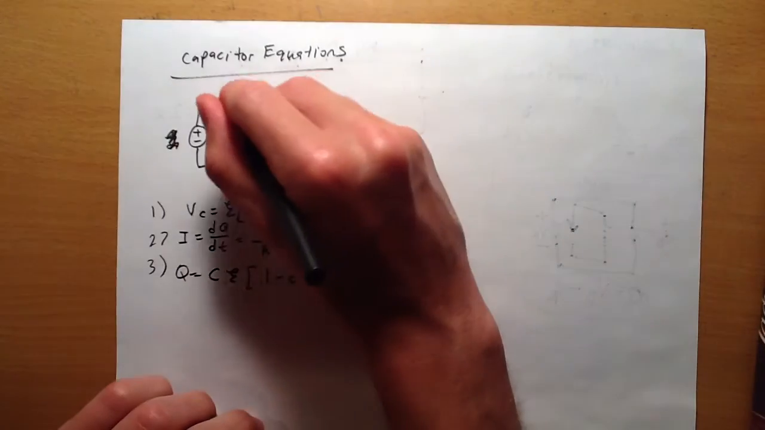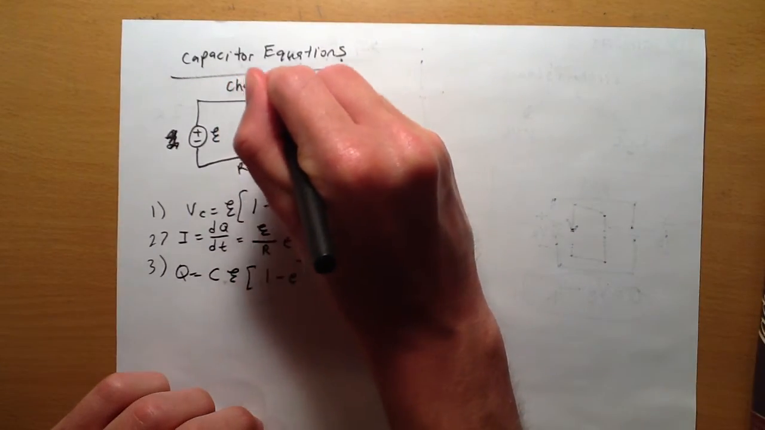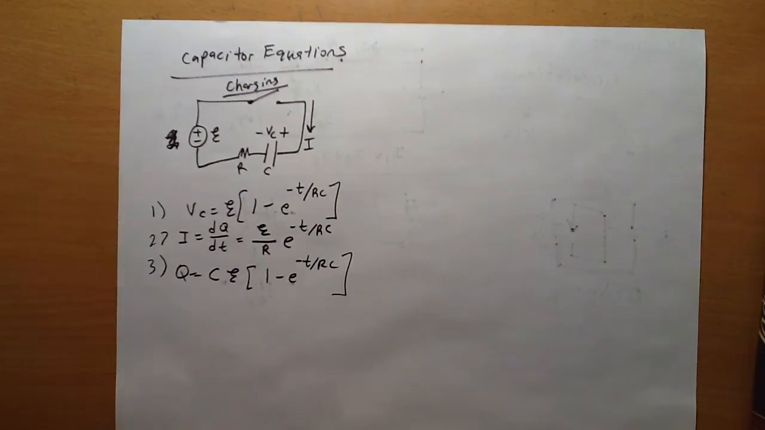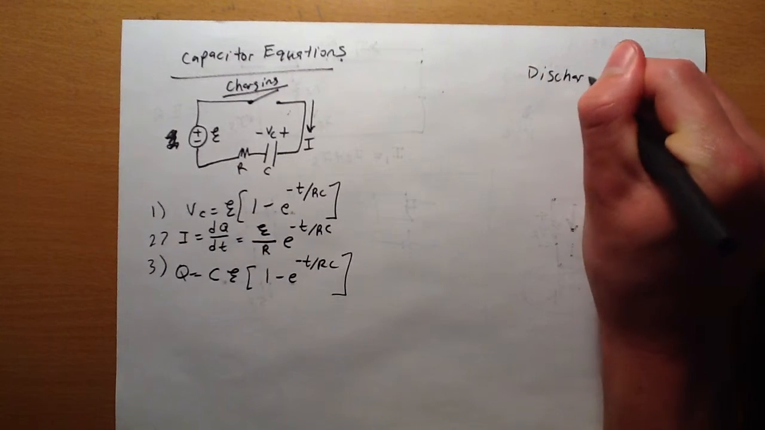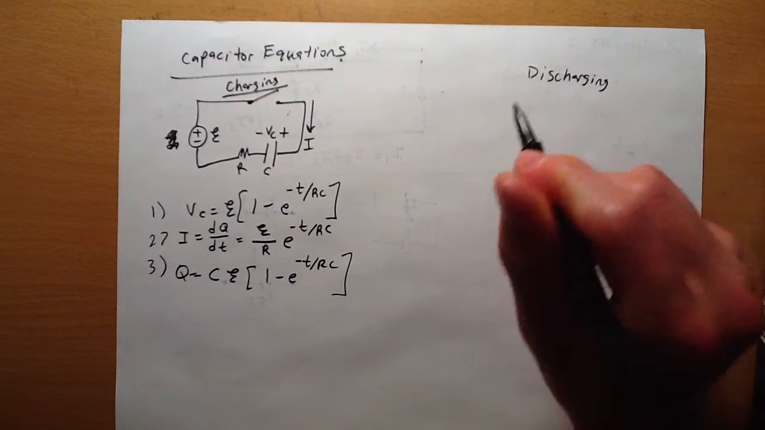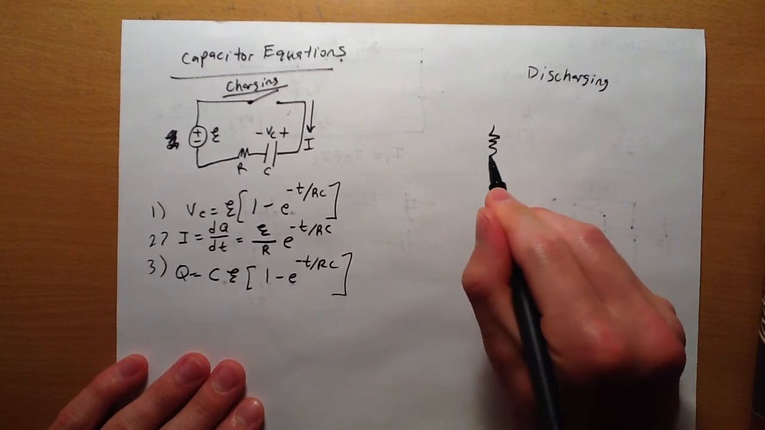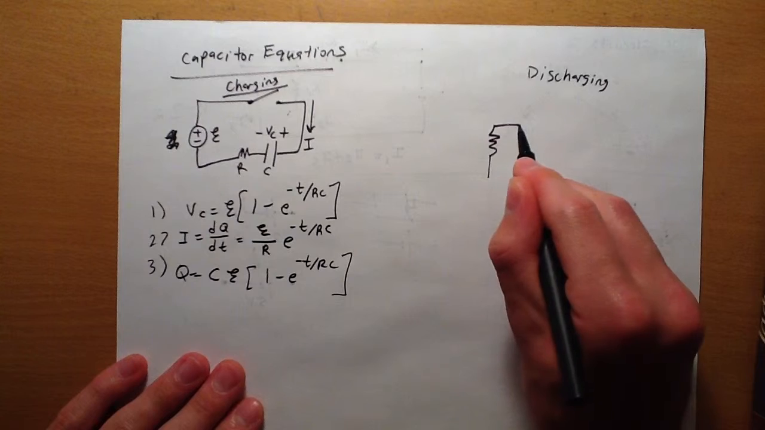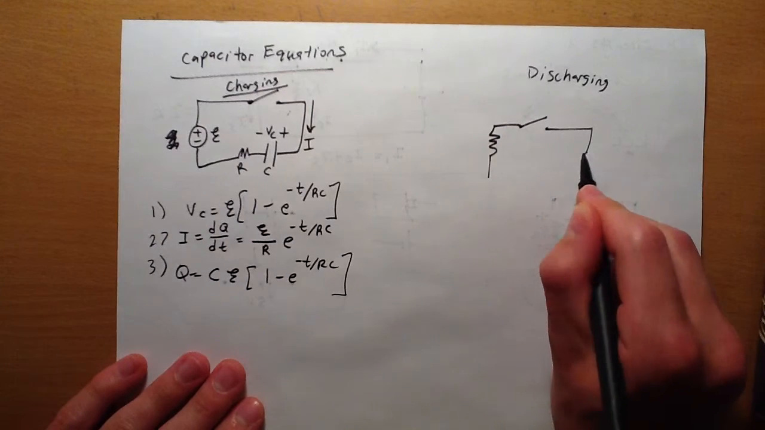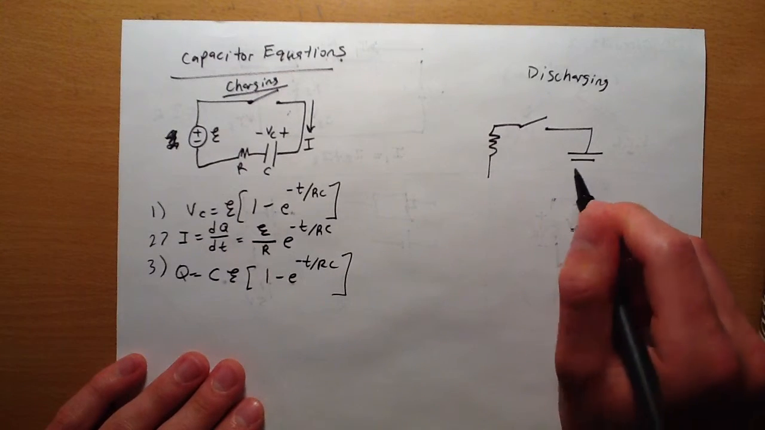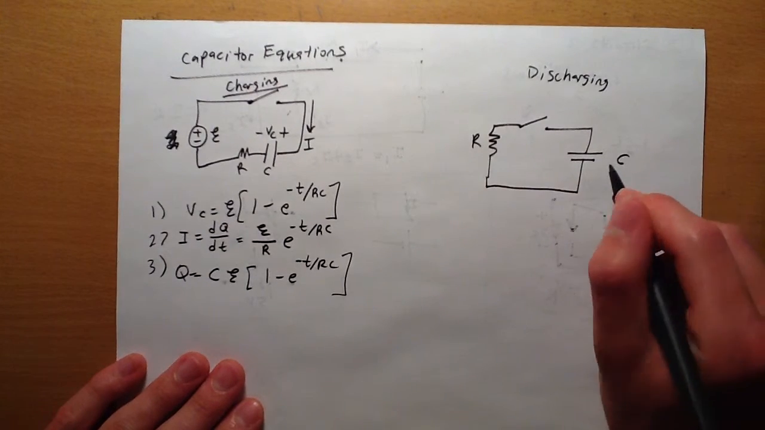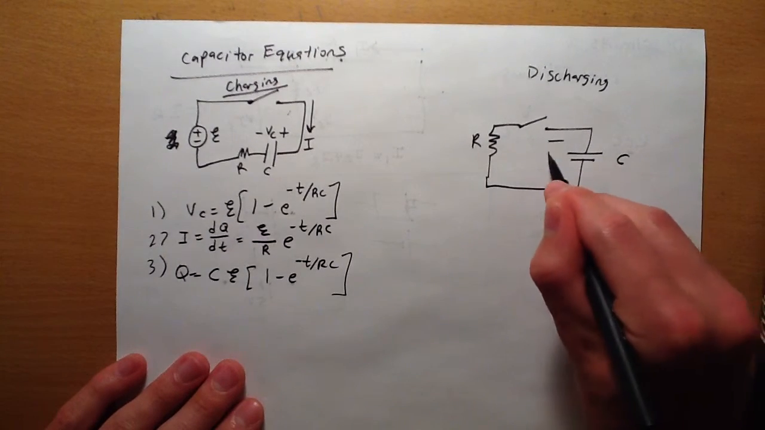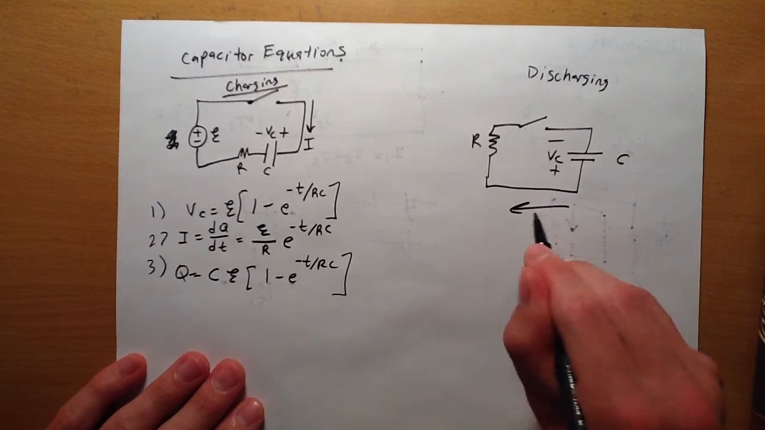Now, this is for charging. But what if the capacitor is fully charged? What then? So then we're going to discharge it. Allow charge to flow out of the capacitor. We have our resistance right here, our switch, the capacitor, resistance, capacitor, and we have our voltage source. And we have our current flowing.